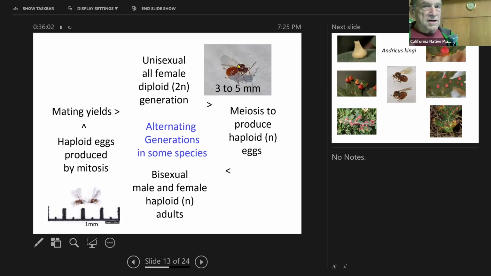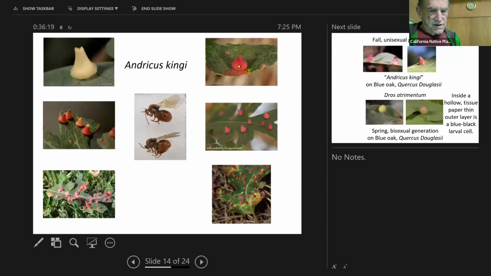There are some that do not have alternating generations. The ones on the rose bushes are just bisexual all the time. A few of them have been verified to be the unisexual generation all the time. And there's a whole lot that still haven't been verified either way.